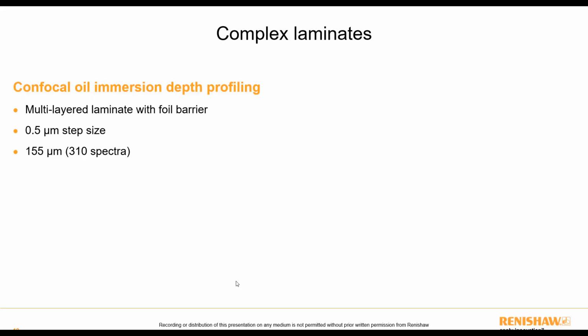So in this next example, it's also a multi-layered laminate, but this time we've got a foil barrier. This is typical when looking at packaging, where you want the foil to act as an optical barrier to stop normally sunlight from reaching through the material. It's using oil immersion in the same way with the same small 0.5 micron step size.